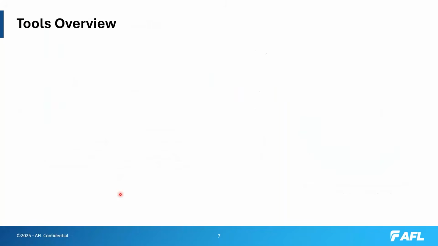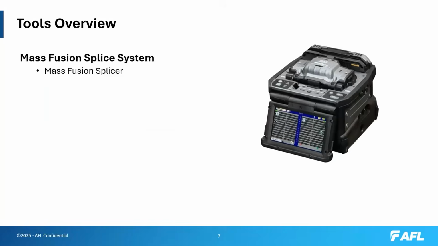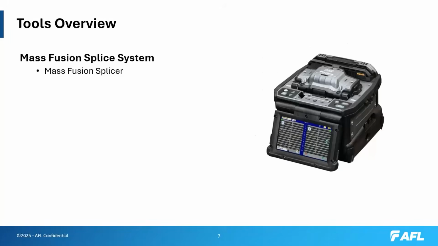We're going to review the tools right quick. First thing is the mass fusion splicer. This is a critical element of the system. What you see in front of you is the Fujikura 90R. These systems have been in place since 1990 in the telecommunication industry, and we've learned quite a bit on correct quality splicing using these systems.